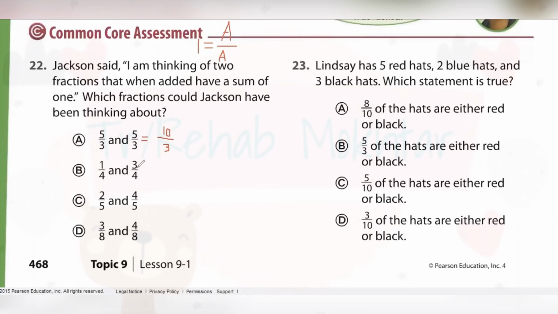1 plus 3 equals 4. 4 out of 4, yes. 2 and 4 equals 6. 6 out of 5, no. 3 plus 4 equals 7. 7 out of 8, no.